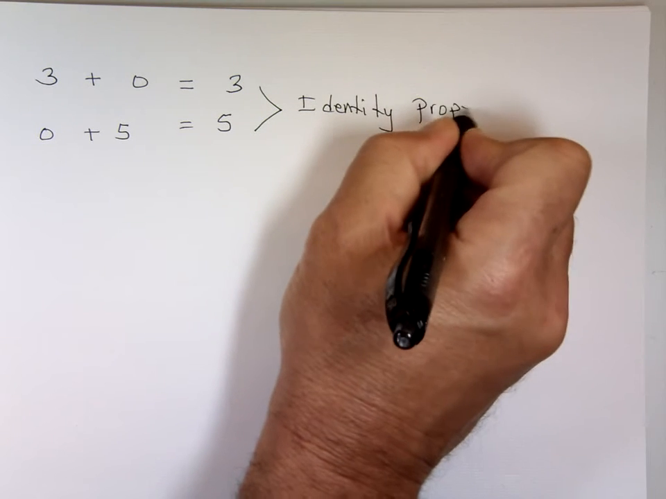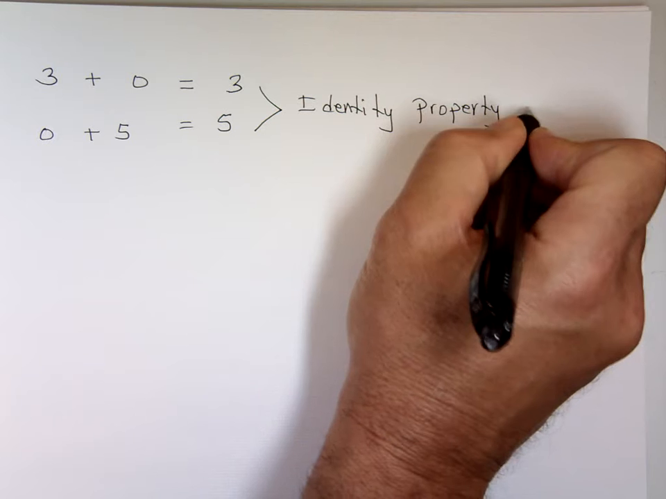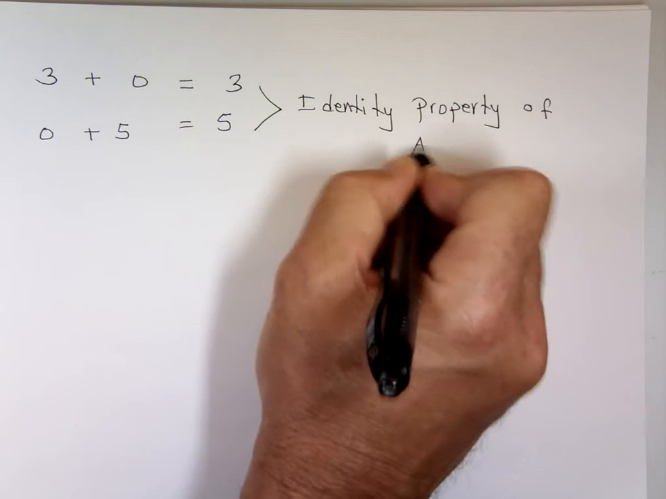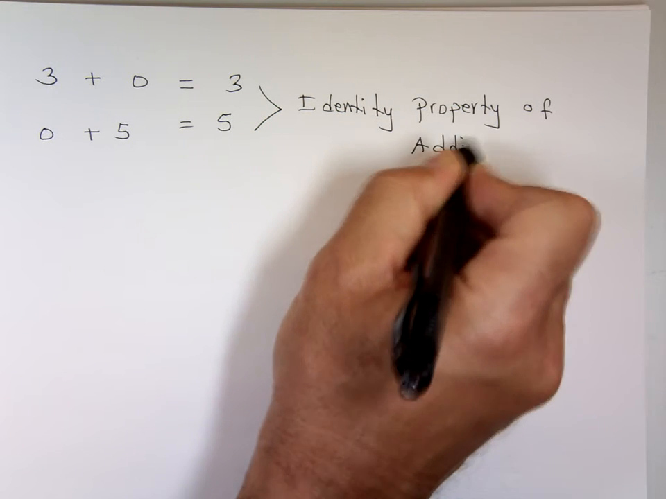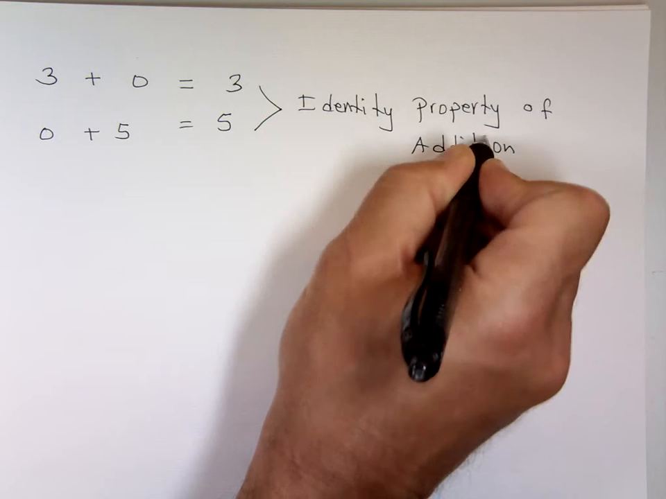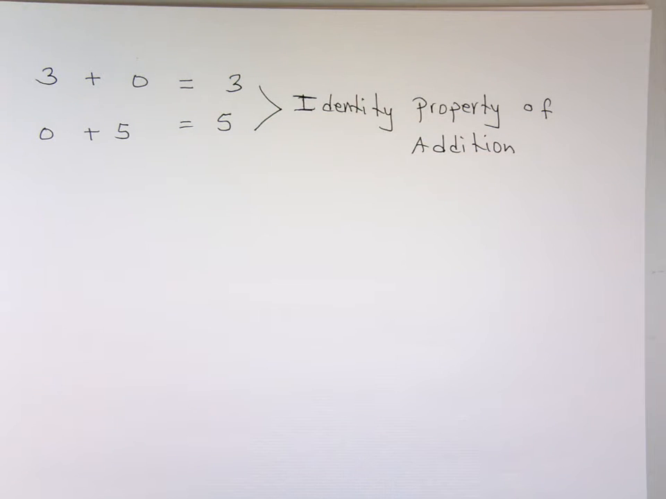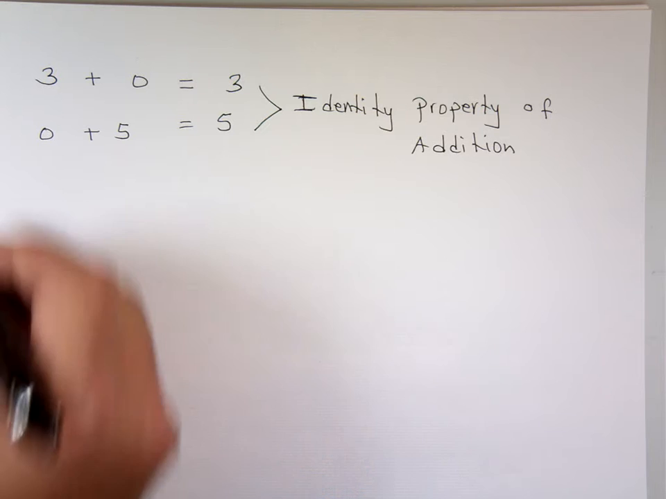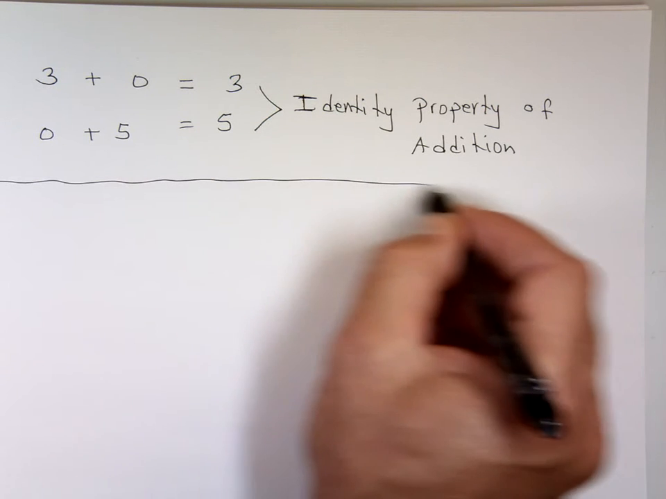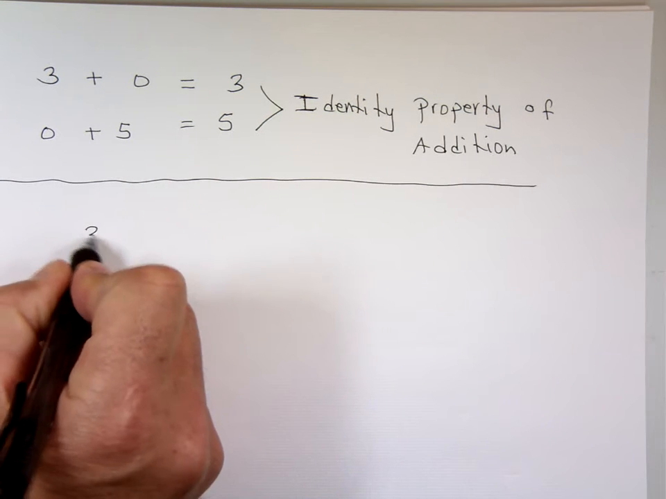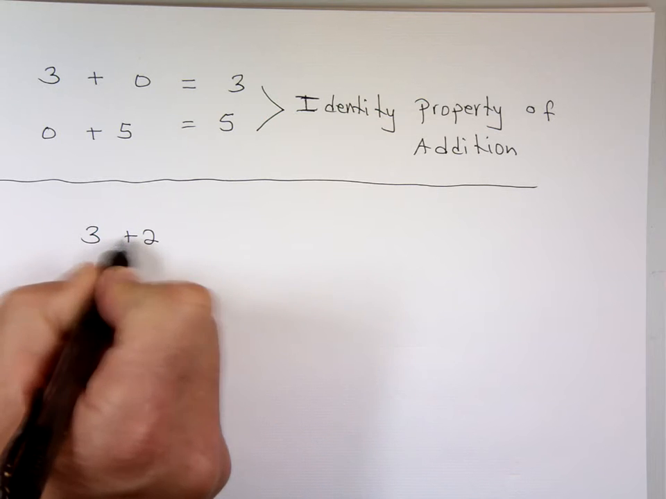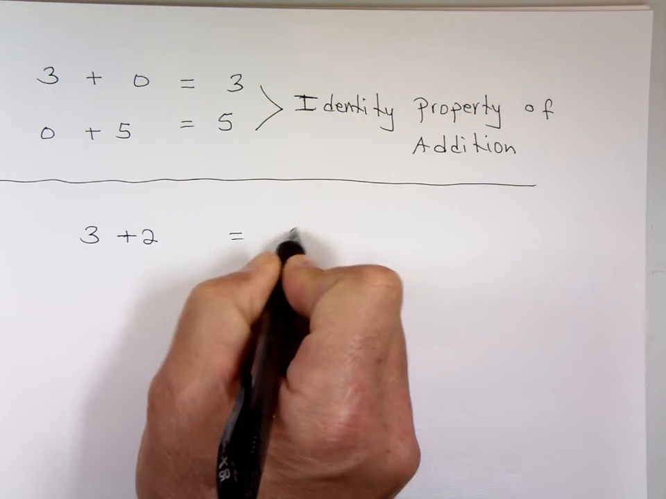We have some names for them. Of addition. Identity property of addition. Adding a 0 to a number, it doesn't change the value of that number. The second property, just something to remember, if you have 3 plus 2 and you wrote that 2 plus 3, does it change its value?